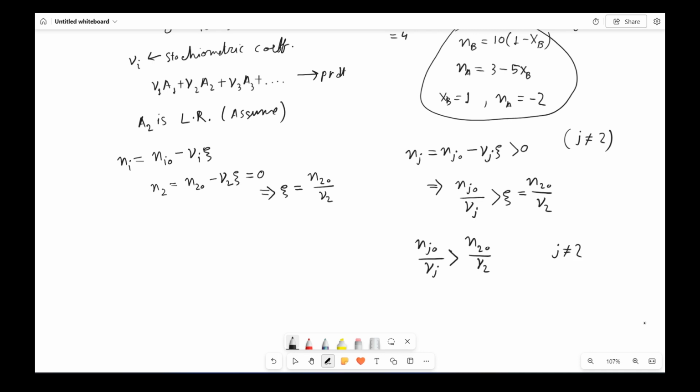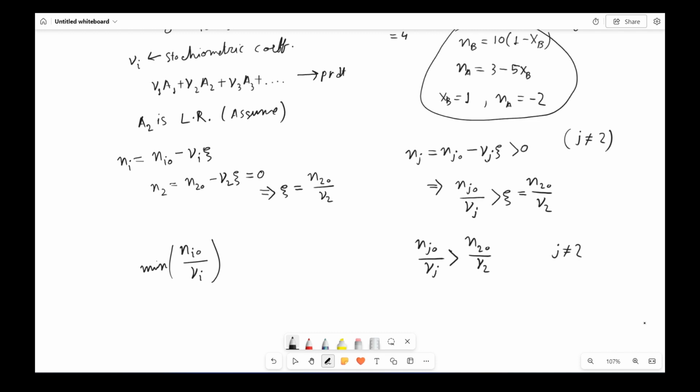Now, if 2 is the limiting reactant, then from all the j values, that is 1, 2, 3, all the species, this ratio, N2 naught by nu 2, will be the minimum compared to Nj naught by nu j. So, for finding the limiting reactant, we can use the initial moles divided by the stoichiometric coefficient. Whichever species gives the minimum quantity is the limiting reactant.